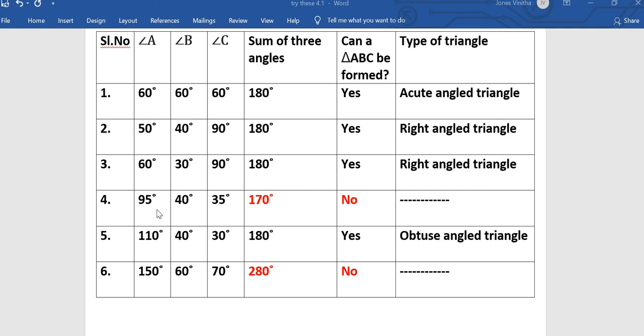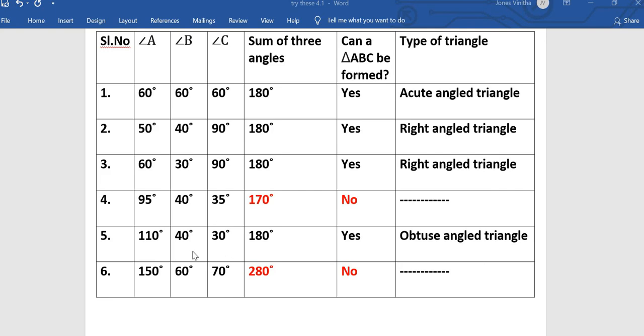See the fourth one, 95 degree, 40 degree, 35 degree. If you add the three angles, we will get 170 degree. So 170 degree வந்துச்சுன்னா, we cannot form a triangle. So it is no and we can leave this column. Coming to the fifth one, 110 degree, 40 degree, 30 degree. Add the three angles, we will get 180 degree. So we can form a triangle, yes.